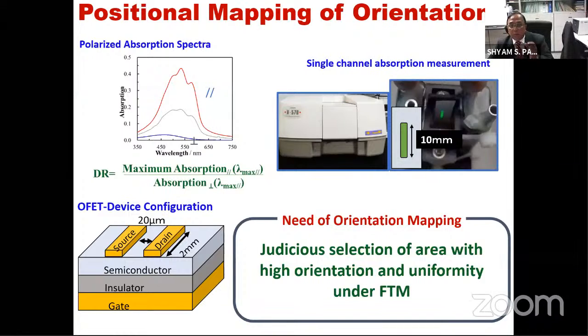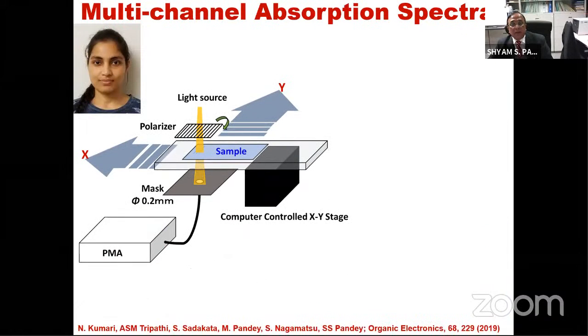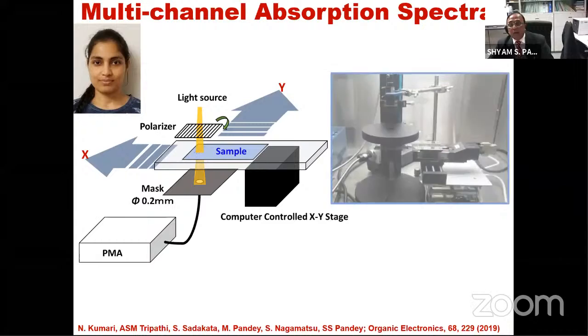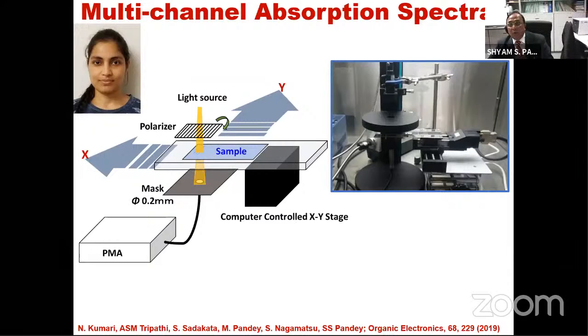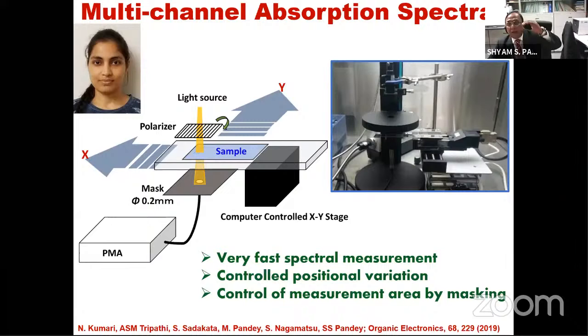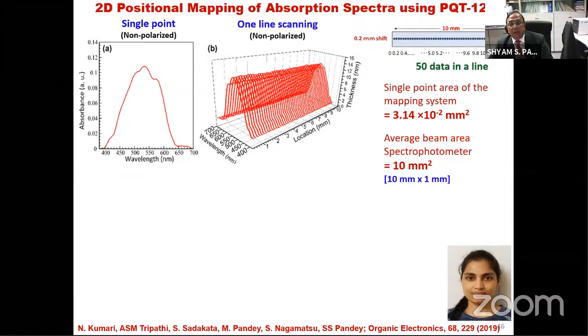So we need to probe the orientation very finely, which is not possible by standard electronic absorption spectroscopy. This girl graduated last year from my lab. We developed a new system. It has a computer-controlled XY stage, light source, and multi-channel photodiode array detector. So all the wavelengths of light fall together and are simultaneously detected within 10 milliseconds, one spectrum. The stage moves and we can see the mapping.